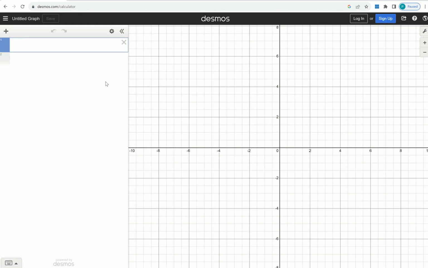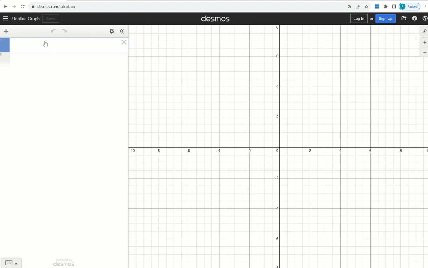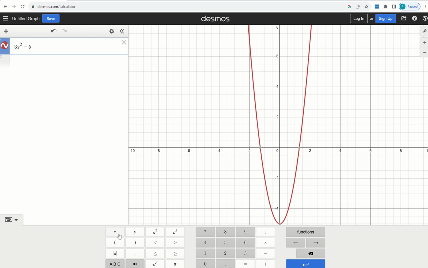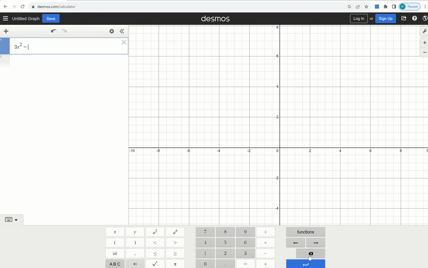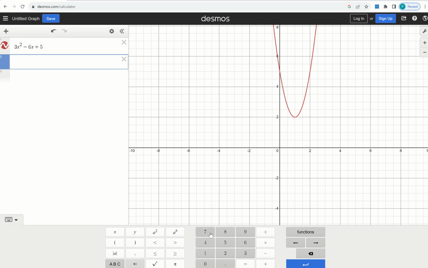If we graph those functions, the first one is 3x squared minus 6x plus 5. So I'll type 3x squared minus 5x. Make sure we do this correctly. Oh, no, sorry, it's minus 6x plus 5. Screwed that up. Let's fix that. So minus 6x plus 5. This is what that graph looks like. Then I'll graph the other function, which is -3x plus 23.